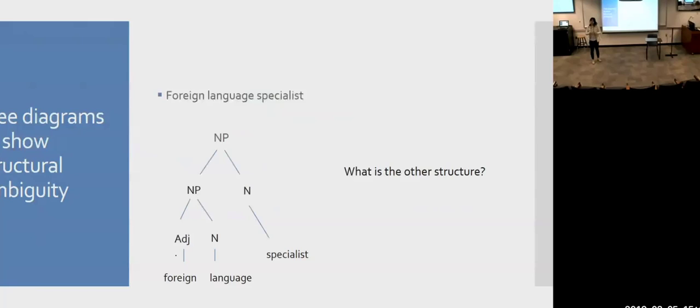So language specialist. This is what I did. Noun phrase, then I divide into two parts: noun phrase, noun phrase. The first noun phrase just goes to one noun, and then goes to foreign. That's right. And the second noun phrase, I divide into two parts, noun and noun. The first one is language, and the second one is specialist. That's right. So I'll show you here.